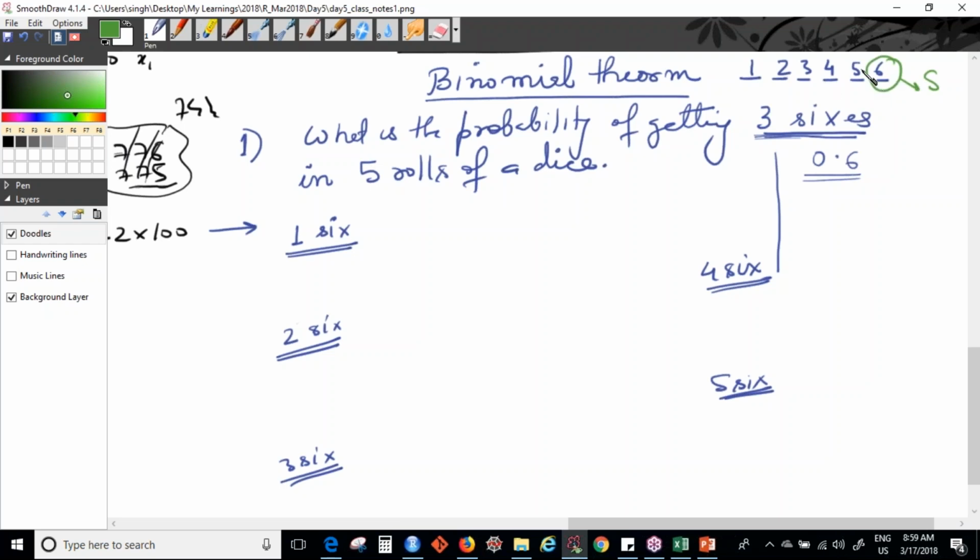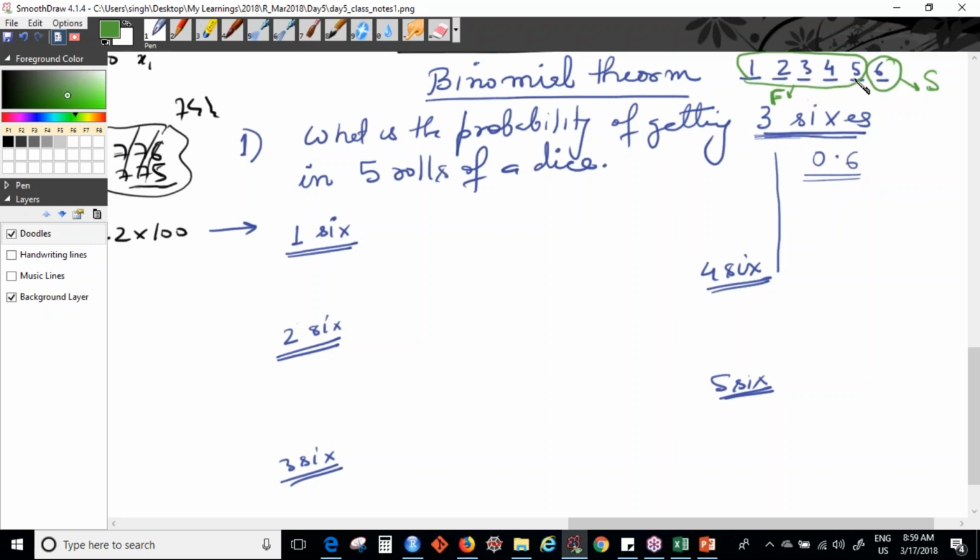I will call getting a 6 a success for me because that's what I'm looking for, and all the remaining will be failure. Are you following, guys? All the remaining numbers will be failure for me because I'm not concerned with whether they are 1, 2, 3, 4 or 5. I'm just concerned with whether they are a 6 or not. So 6 means a success for me. Any other number is a failure for me. I'm not concerned with what that number is.